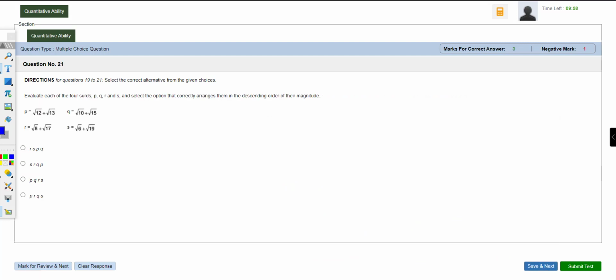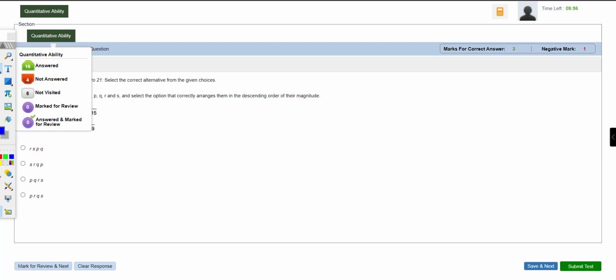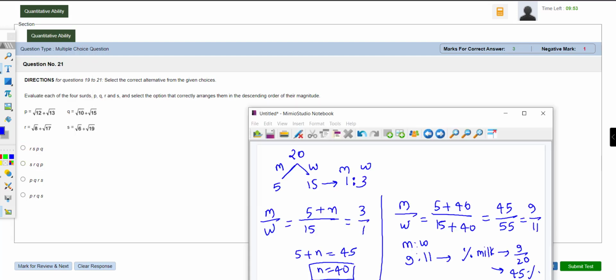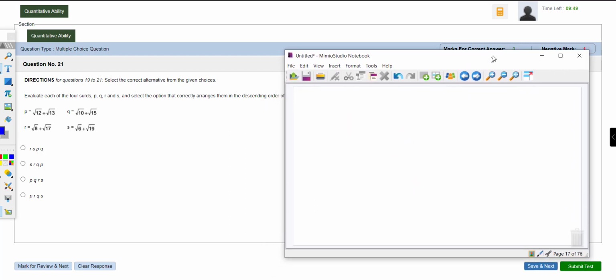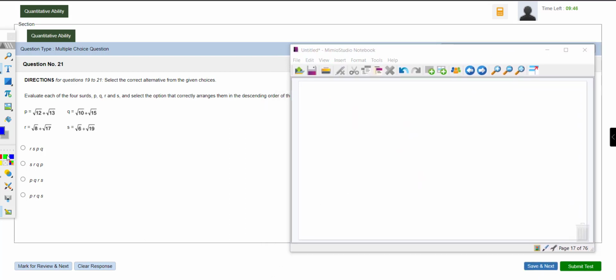Question number 21 now. We are left with 10 minutes. How many questions did we do? 16 questions we did till now. Question number 21 is again very familiar to us. We know the method of this type of question. We are going to square everyone.